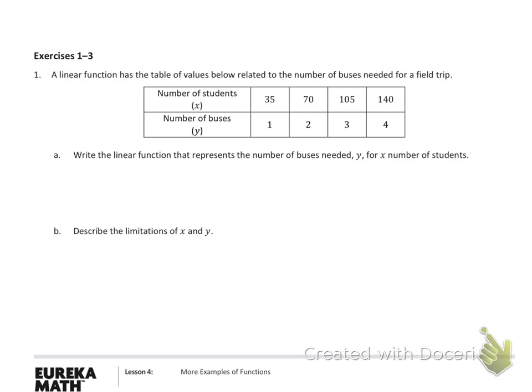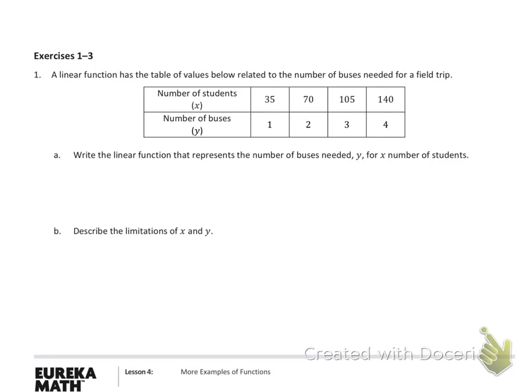So can we write a linear function that represents the number of buses needed, y, for x number of students? Okay, so this is kind of interesting because you notice that definitely it's discrete data, right? Because 1 bus, 2 buses, 3, 4. We can't take half a bus on a trip. If half the bus comes, the whole bus comes, right? So let's write a linear function that represents the number of buses needed, y. So y is the number of buses and x is the number of students.